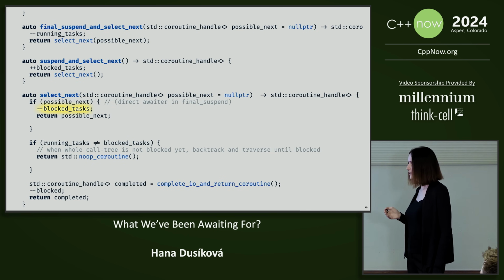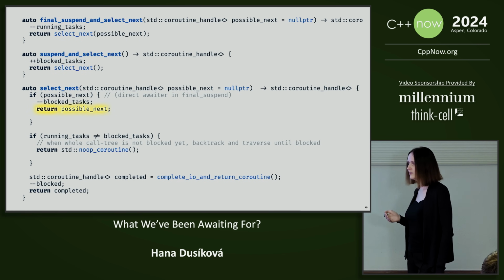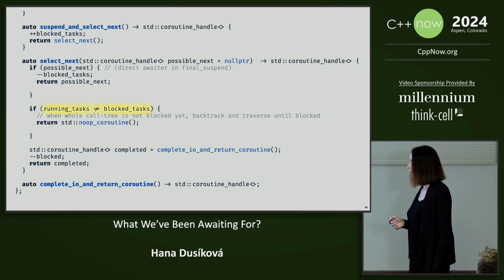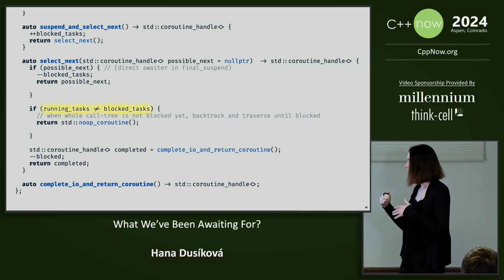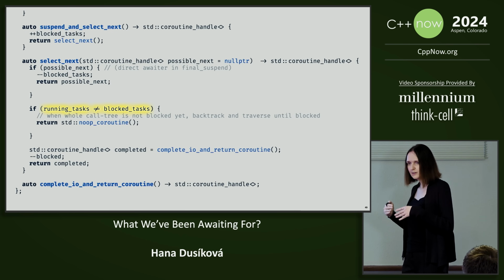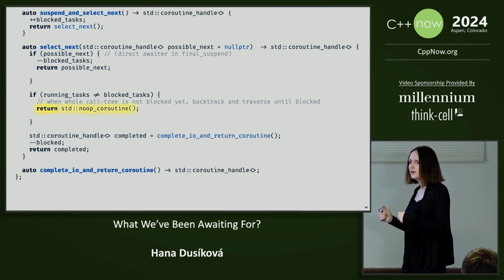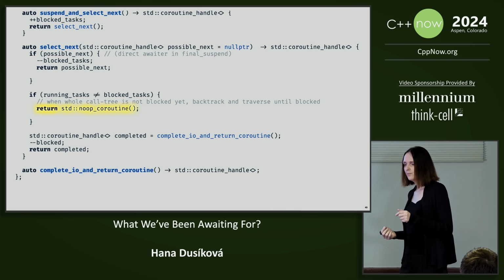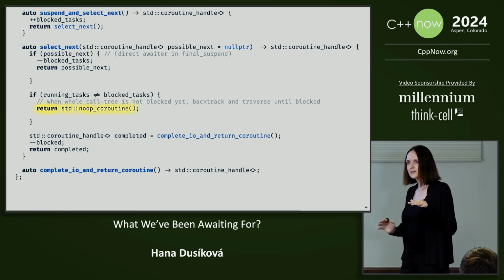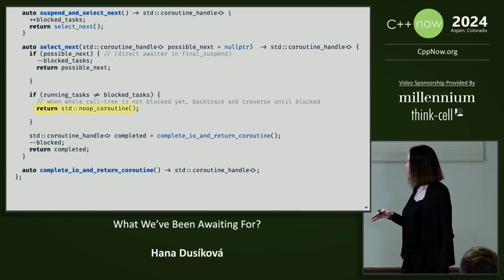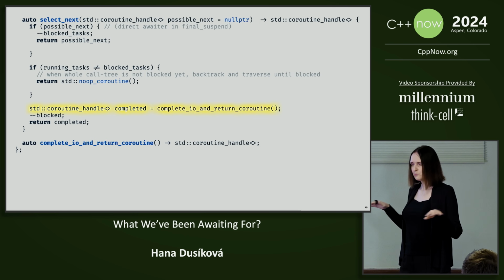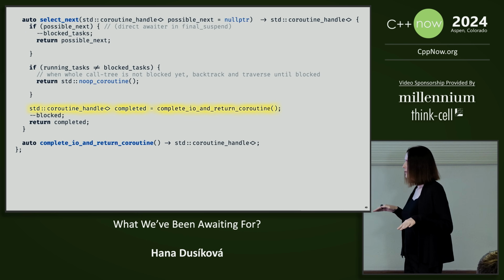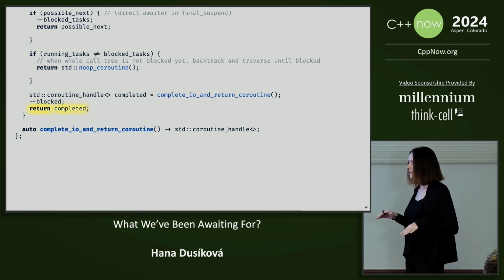If there is a hint, I will just unblock the number of coroutines and run the next coroutine. If the number of running tasks and blocked tasks are not the same, I still can do something else. Someone is not co_awaiting on me, so I can go back to the caller one up, because I'm not leaving the root coroutine. I'm still inside one of the root coroutines itself. So not everything is blocked, I can continue. But if everything is blocked, I will complete IO and return a coroutine from it, unblock it, and return the completed handle.